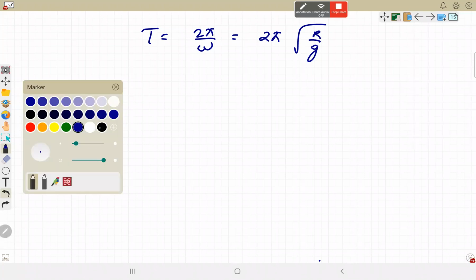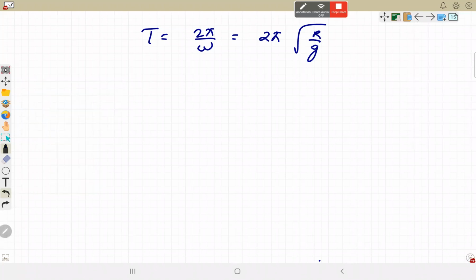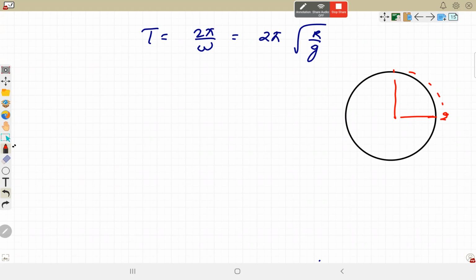And fourth is due to change. As a question, if you go from equator to the pole, what is the percentage change in Earth's gravity? This question has been asked in AIIMS also. If you go from equator to pole, what will be the percentage change?